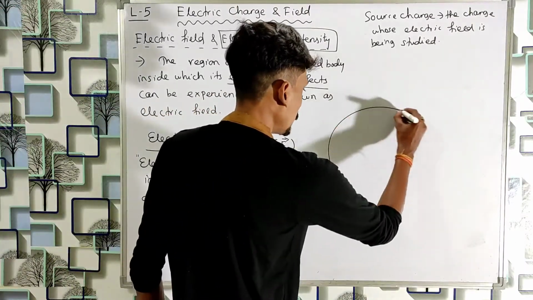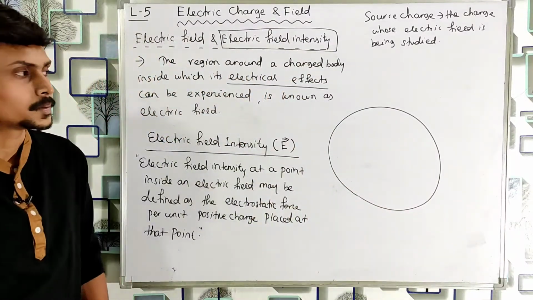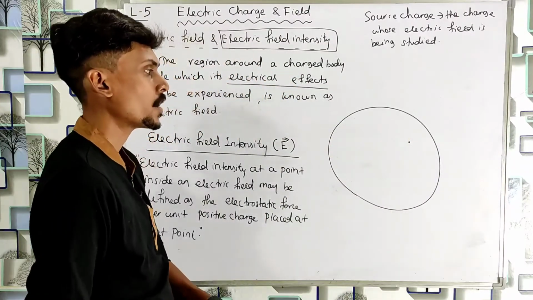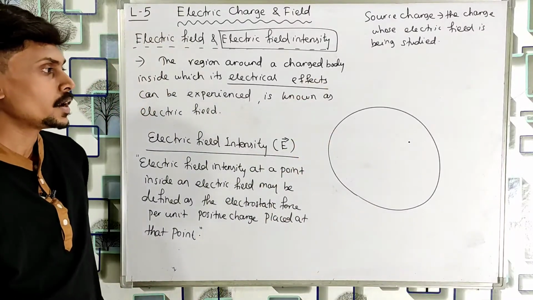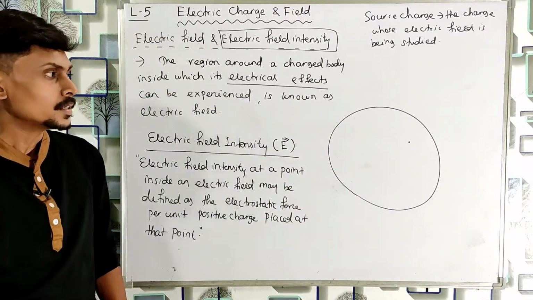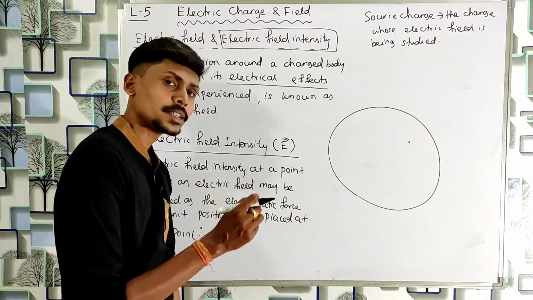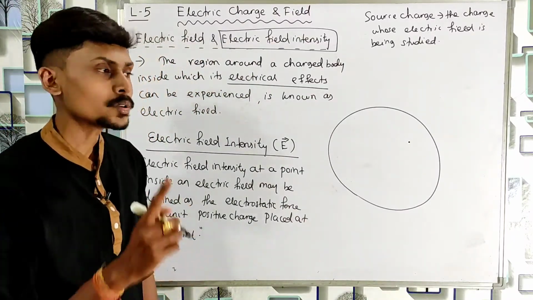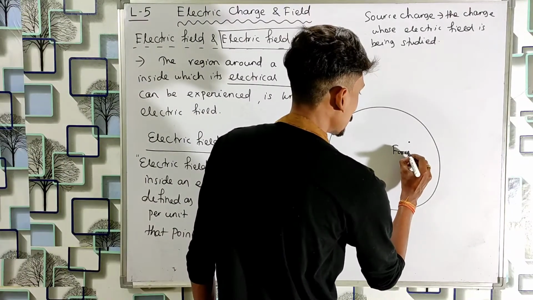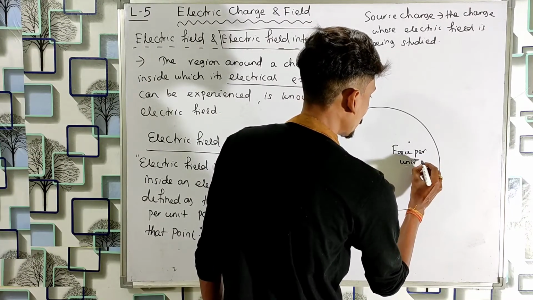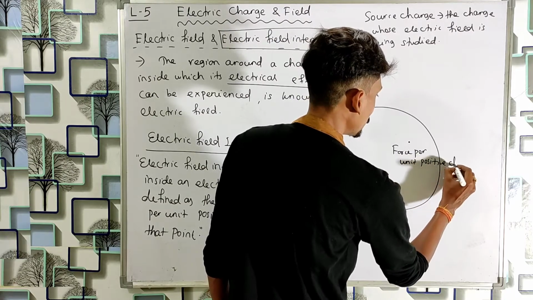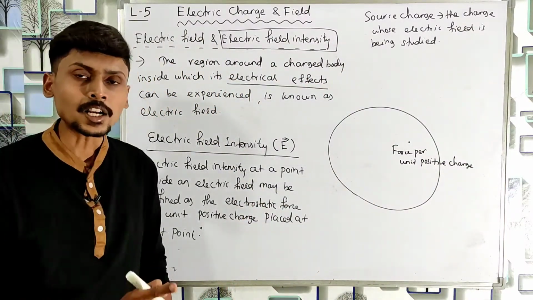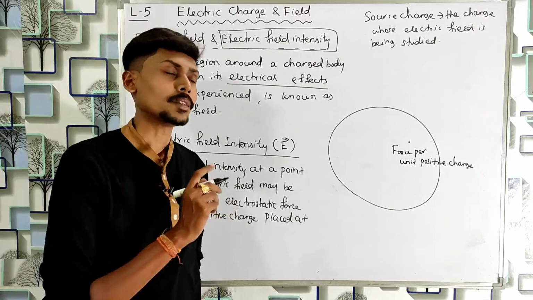Suppose in this region we have an electric field and we have to calculate the electric field intensity at this point. Then how to define it? The electric field intensity at any point inside an electric field is defined as the force per unit positive charge. Or we can say force per coulomb. Which force? Electrostatic force. Electrostatic force per coulomb.